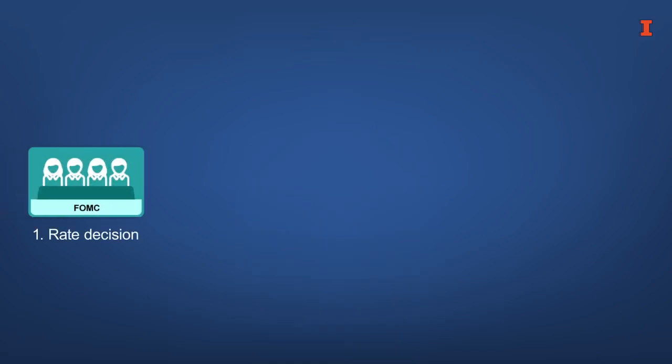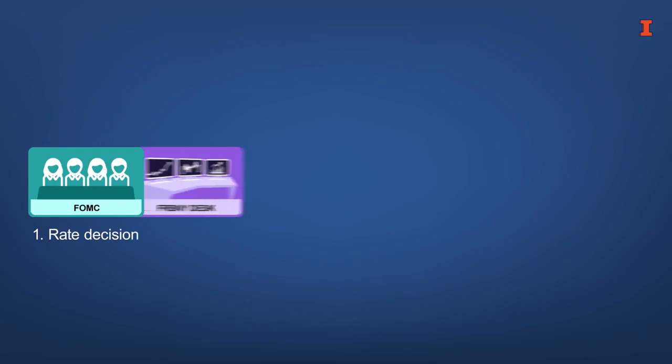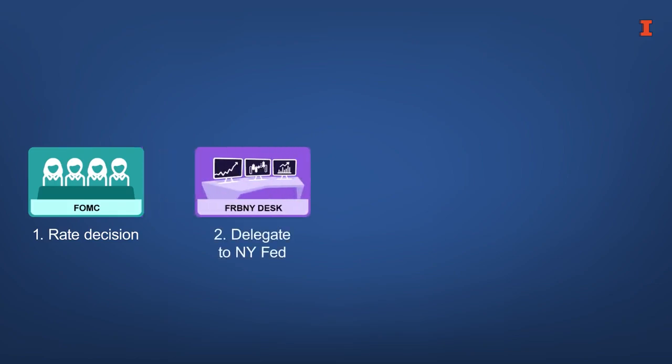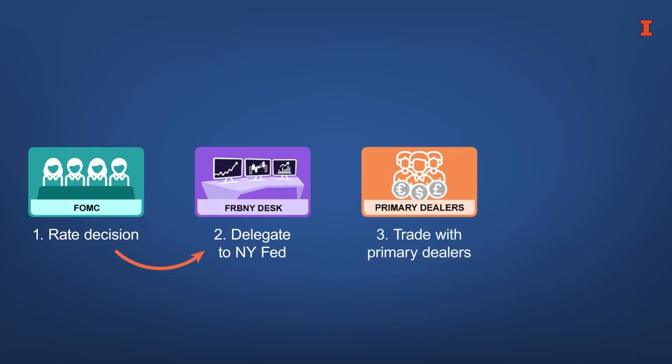Let's have a look how this works in practice. There are several steps. Step 1. The Federal Reserve's Open Market Committee, or FOMC, decides on the target interest rate. Step 2. The buying and selling itself is relegated to the Federal Reserve Bank of New York. They manage the Federal Reserve System Open Market Account, or SOMA. Step 3. The Federal Reserve Bank of New York's trading desk then purchases securities from the so-called primary dealers.